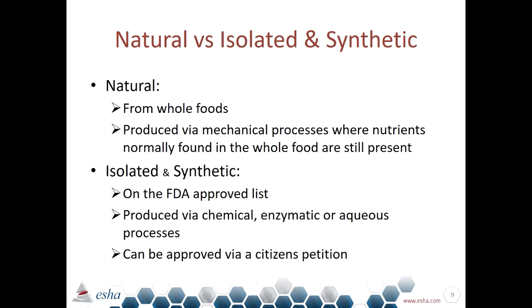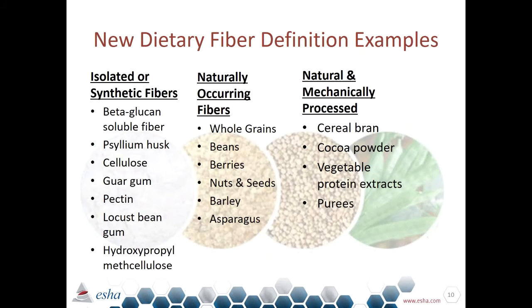They can either be on the approved list, which has been established thus far, or if proper studies and results exist, manufacturers can petition to add additional isolated or synthetic non-digestible carbohydrates to the list. Here are some examples of items in each of those categories. So this is the list of the 7 approved isolated and synthetic fibers as we stand today.